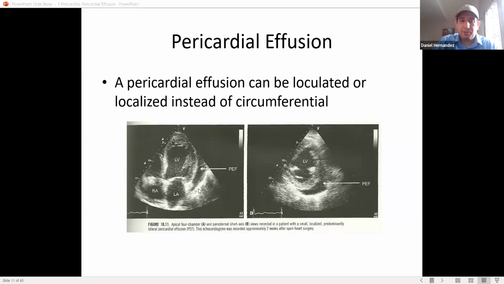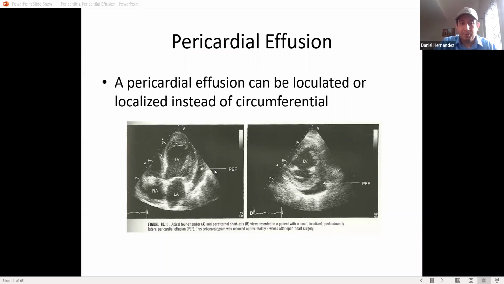And then we're also going to make sure that we describe what the fluid looks like. Is it completely anechoic, meaning simple in nature? Or do we see any sort of echogenicity within it, any sort of loculations, stranding, striations, which can indicate that instead of actual simple fluid, it could be more blood in nature or pus-like in nature. So that would make aspiration more difficult.